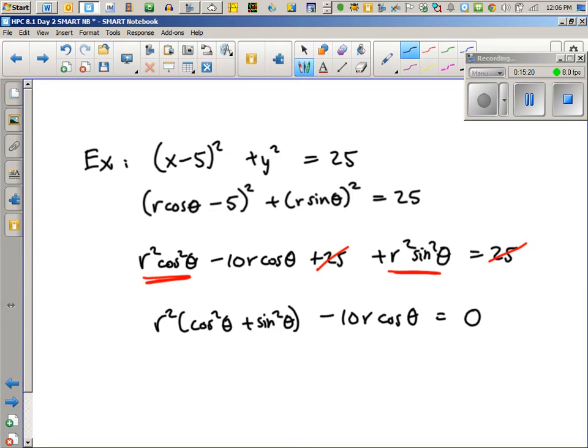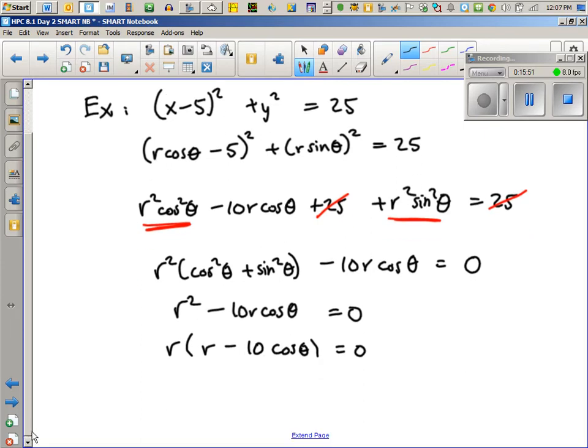Okay, so this is sort of everything rewritten. I put the underlined terms together. I left the minus 10r cos right there. The 25's gone. 0 on the right. But what's cosine squared plus sine squared? 1, right. So this is just r squared minus 10r cos equals 0. And if I factor out an r, I can get that. Which leads me to two things.